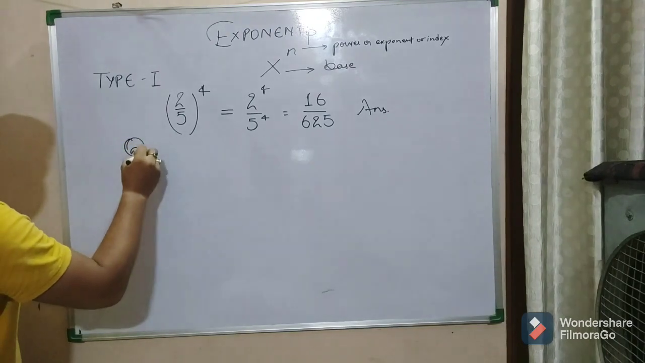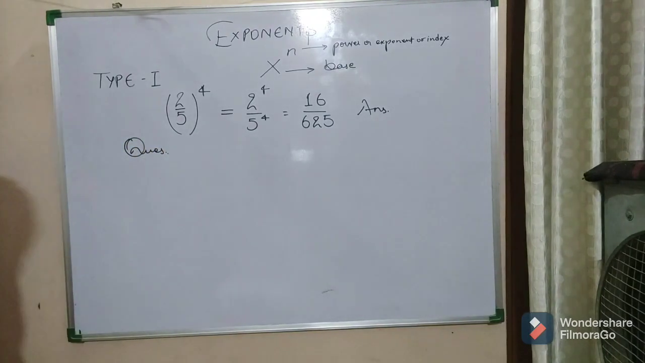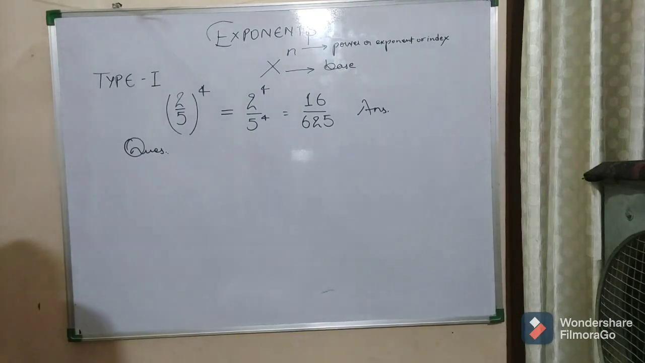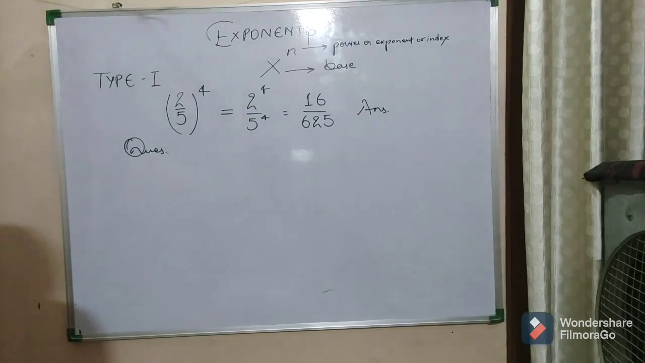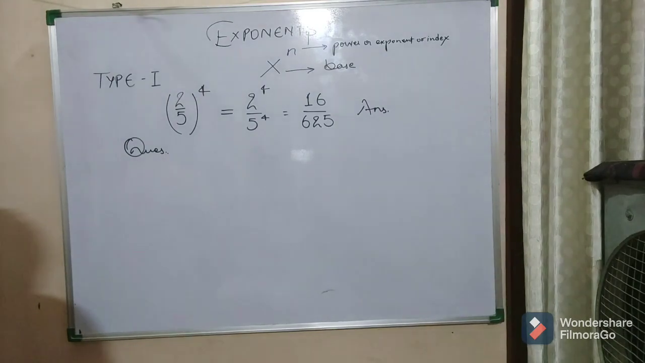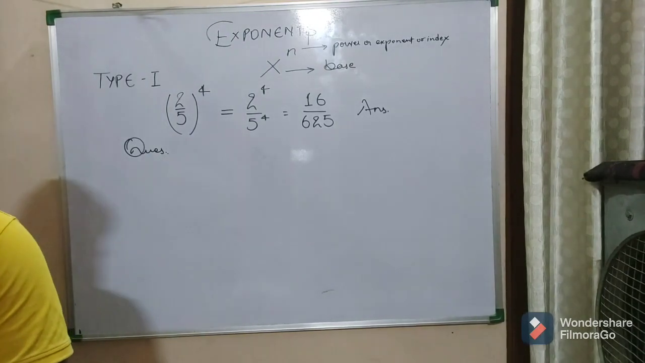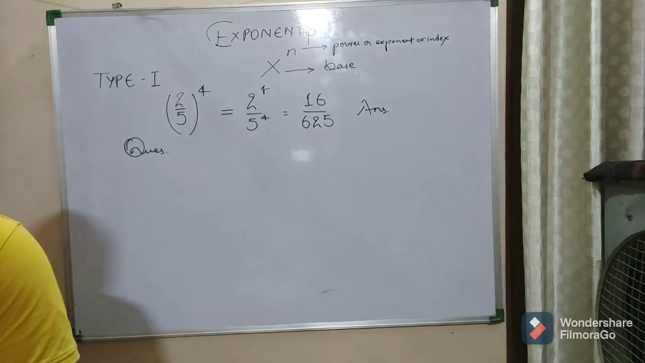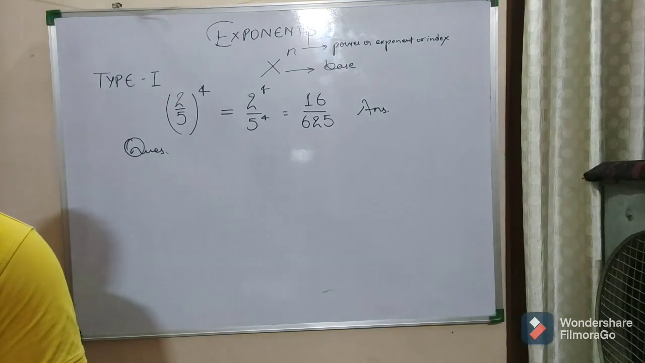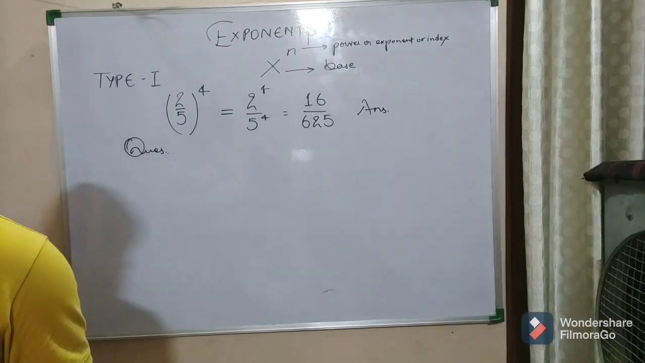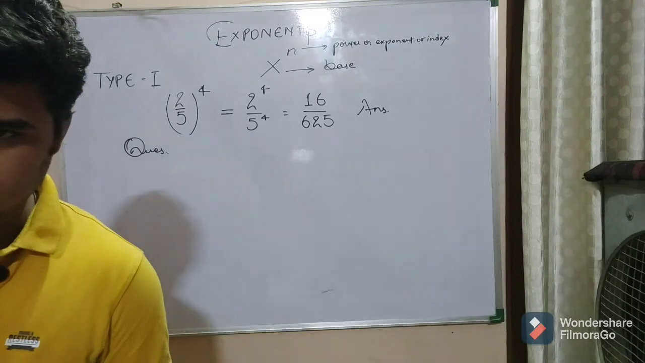So the question you can write down: express each of the following powers of rational numbers as a rational number. So you have to convert the given rational numbers from the exponent form to the rational form, standard form.